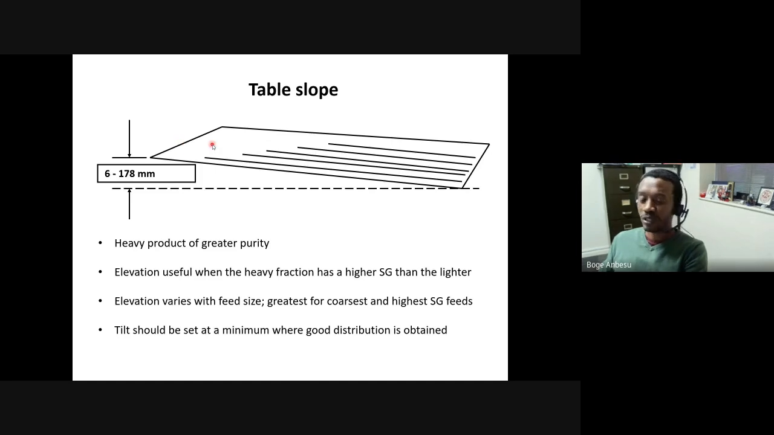In other words, only the heaviest particles will be able to come to this end. All other particles will be limited from coming to the discharge end of the concentrate. And therefore, you can manipulate the way you operate a shaking table by simply inclining it. And inclination should usually help to, for example, produce a high quality heavy product and restrict the motion of light particles to this end of the table.